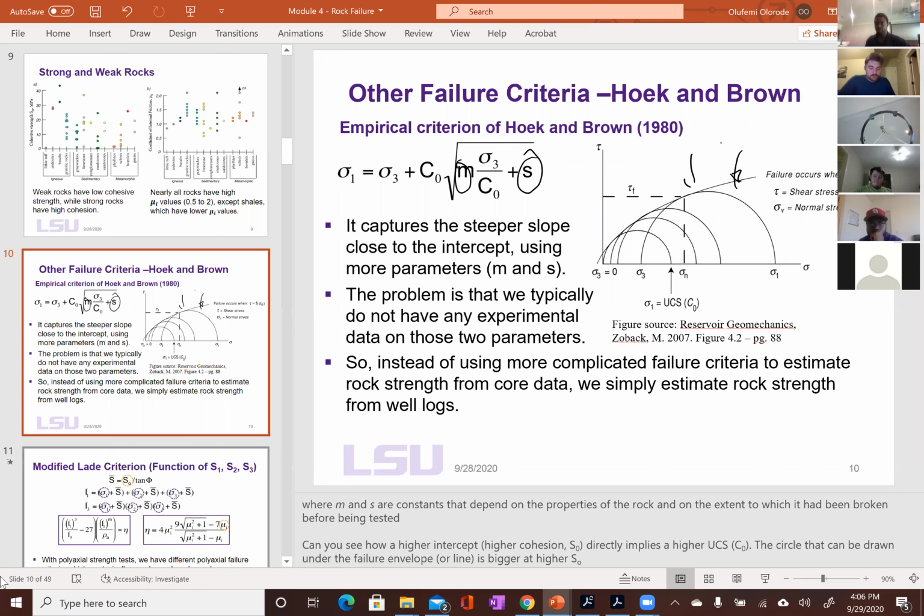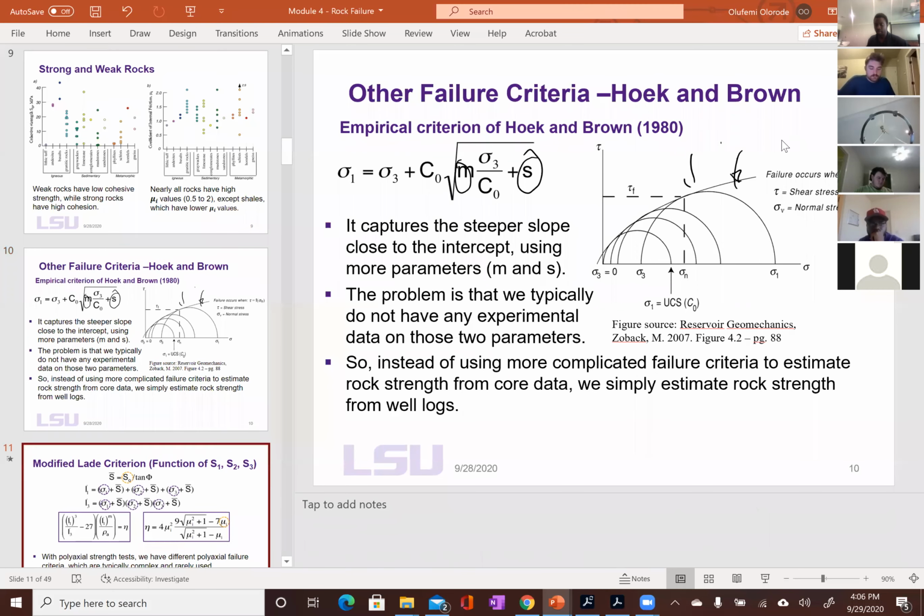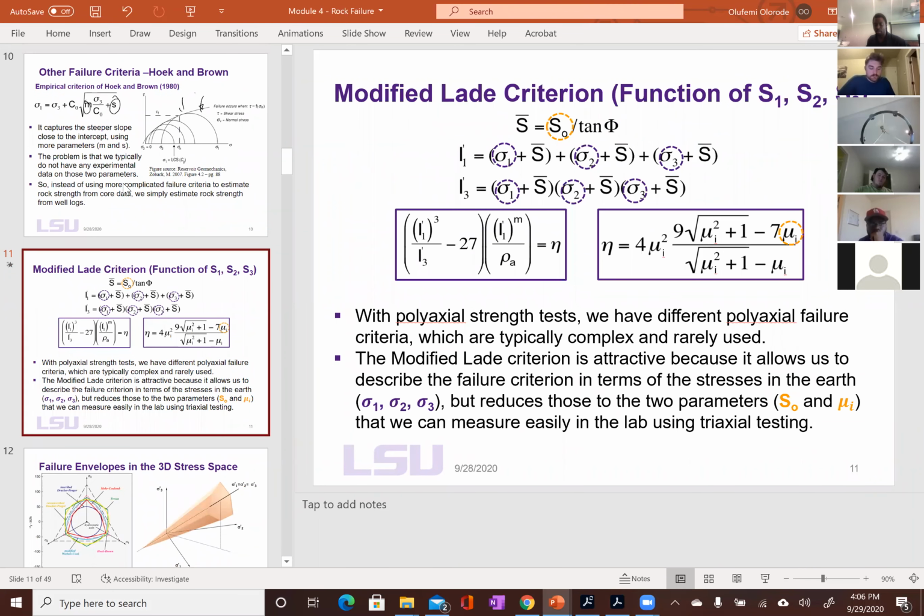You will not have core samples from the surface to the formation of interest, so it's not really useful to go through all these complex failure criteria because you don't have rocks to get all the data you want. So we will use well logs. And what's the advantage of this?